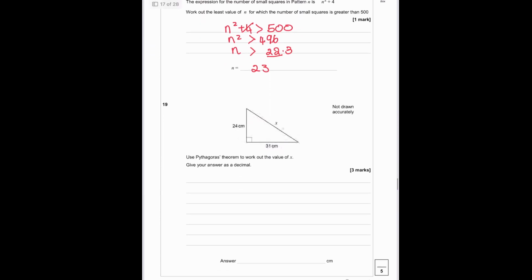19. Using Pythagoras, work out the value of x. So we want the longest side, so it's going to be 24 squared add 31 squared gives us x squared, and that equals 1,537. And if we square root that to get x, we get 39.2.